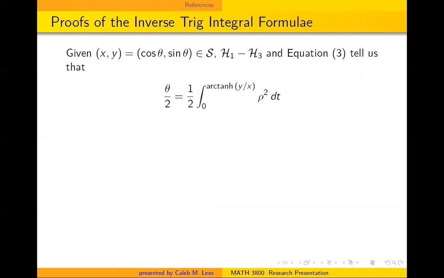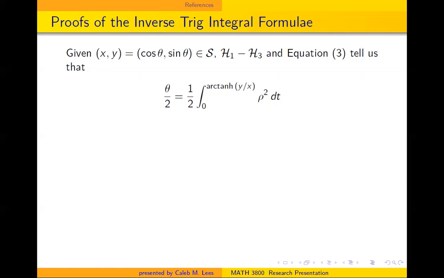Enoch talked about how you can start with some polar trig facts and get to the inverse hyperbolic trig functions and their integral representations. I'm going to go the other way. I'm going to start with hyperbolic trig facts and get to the inverse polar trig integral formulas. We're going to start with a point on the unit circle. H1 to H3 and equation 3 tell us that theta over 2 is that integral.